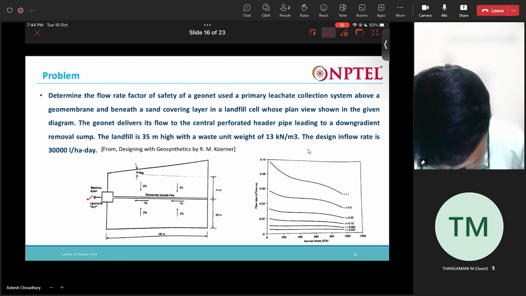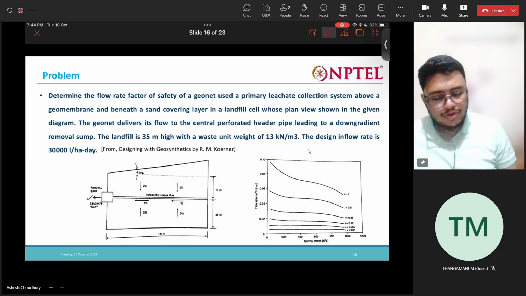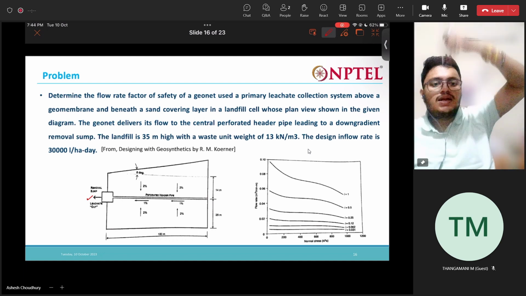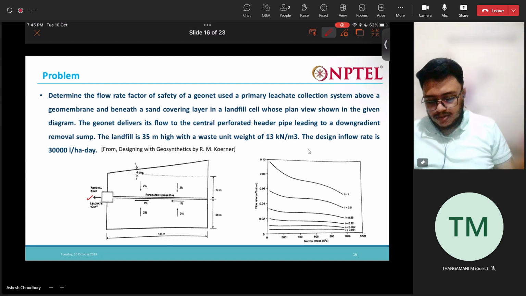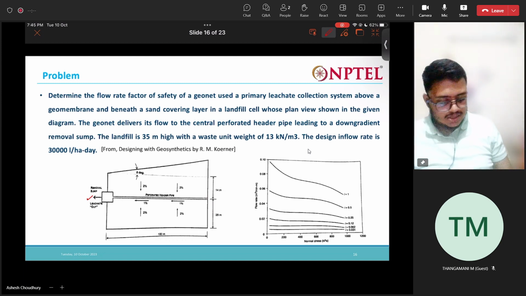The design inflow rate is given, the height of the landfill, and the unit weight of the waste are given. So why are the height and the unit weight of the waste important? That is because we need to determine the pressure acting on the geonet. Corresponding to that, you will get the flow rate from the chart that is given here.